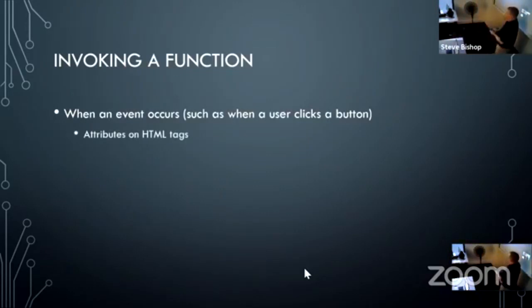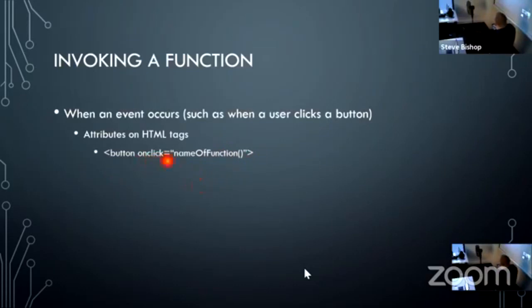That is done through attributes on HTML tags, which we'll demonstrate shortly, but the short gist of it is you can create an HTML button. We have a button object here, and we're saying onclick, which is an event attribute on this button tag. You can say, when the onClick event is triggered, I want you to call the name of the function that you created in your JavaScript. So name of the function, and notice the open and close parentheses. That's one way you can call a function: when somebody clicks on a button, the onClick event will call the function.